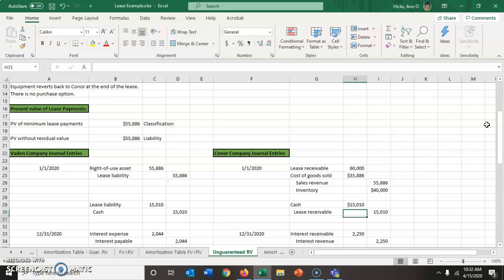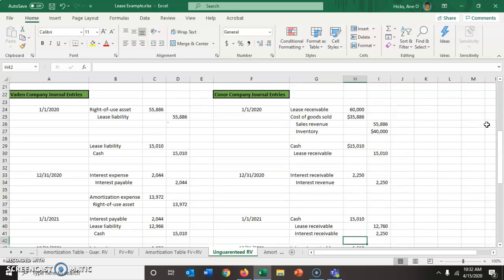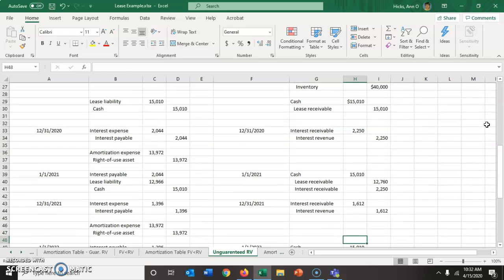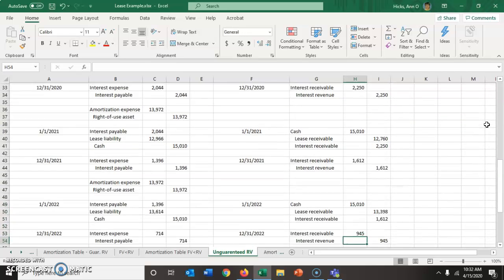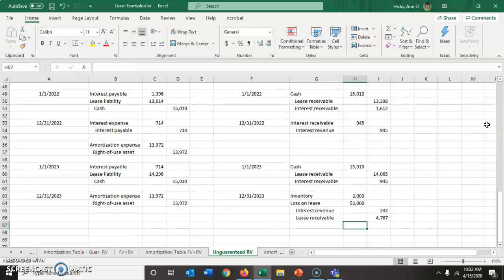So going forward throughout the life of the lease, the journal entries don't change from the previous examples. So in terms of interest, receivable interest, revenue, so on and so forth, those amounts are the same. Now, where there will be a difference is when we get to the end of the life of the lease. What I have done here is I have assumed the example from the previous example, which is that when Connor gets this inventory back, it did not retain its value.